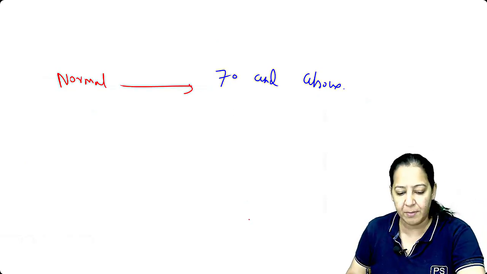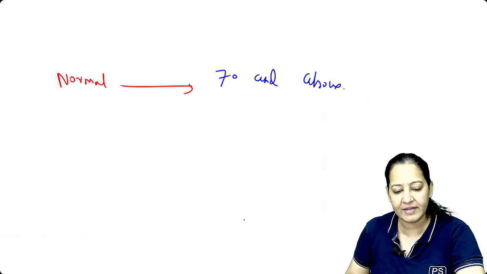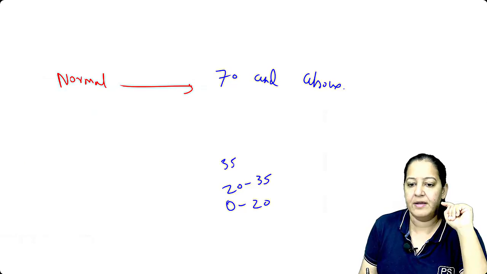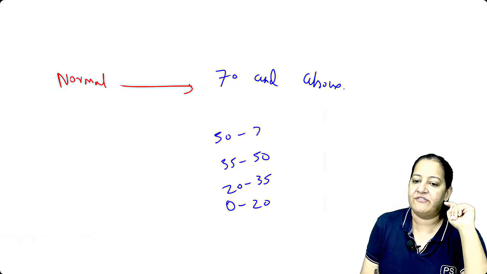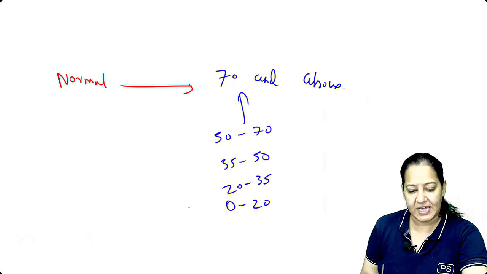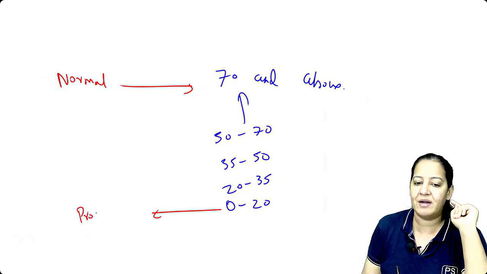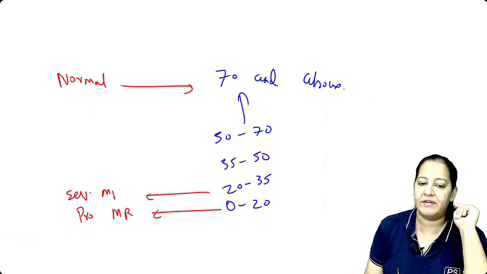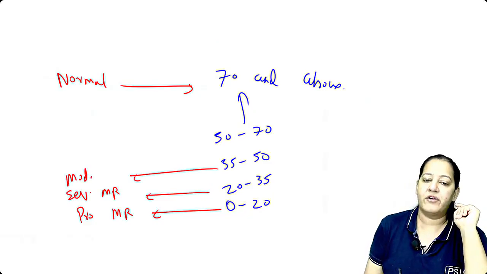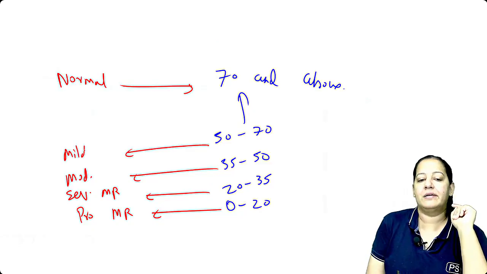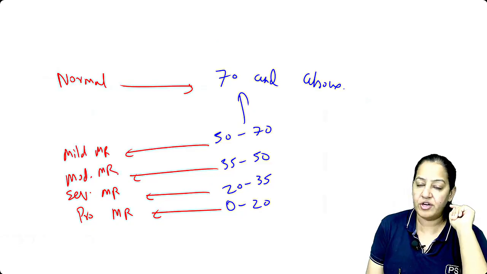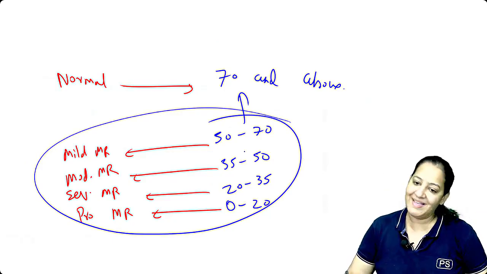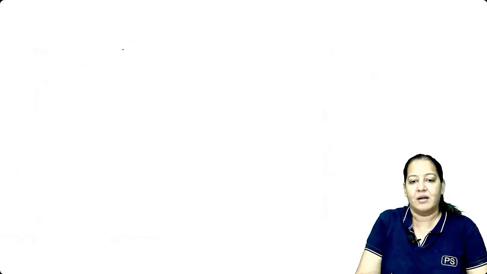So I will start from the bottom. I always start from the bottom. Like I start from 0 to 20, 20 to 35, 35 to 50, and 50 to 70. Above 70, it's normal. So say, this is profound mental retardation. This is severe mental retardation. This is moderate. And this is mild mental retardation. How many of you got it? You get question on this. Last year FMG also have a question on that. Please learn the gradings, है ना? Please learn.